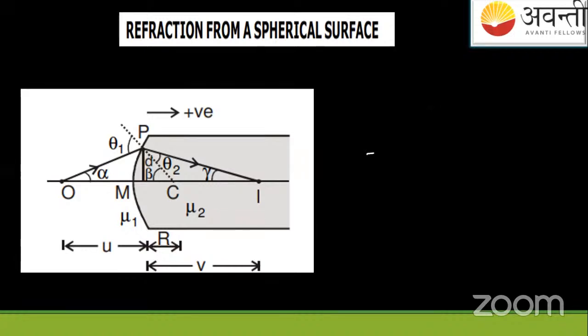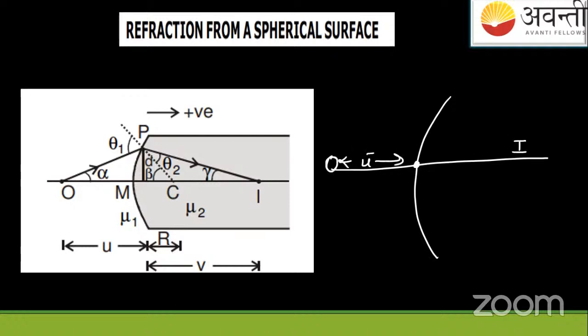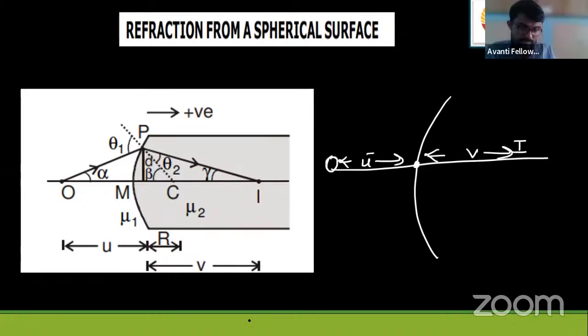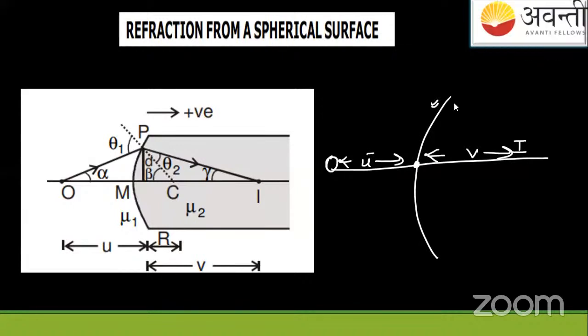So see, this is a refracting surface like this on your screen, and this is the axis passing. Suppose this is object O, at a distance equal to U from the center. And this is image I, at a distance equal to V from the center. This refracting surface is separating two different mediums, N2 medium and N1 medium.